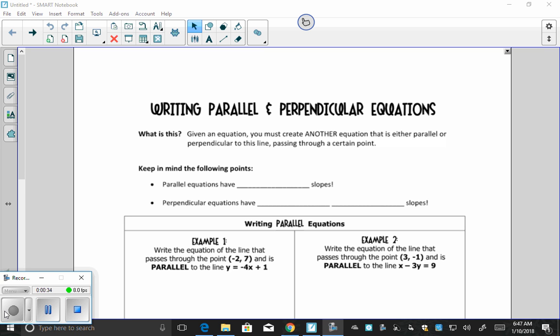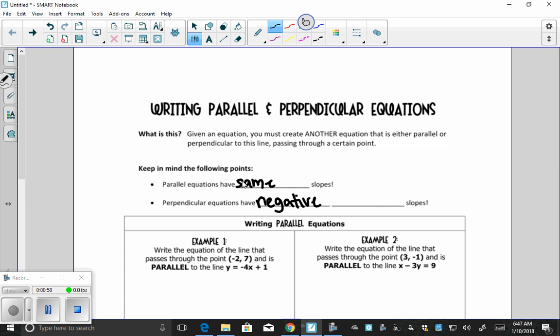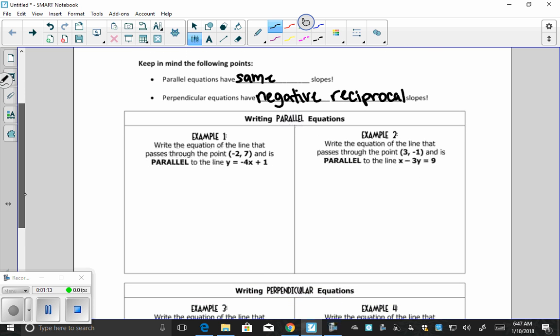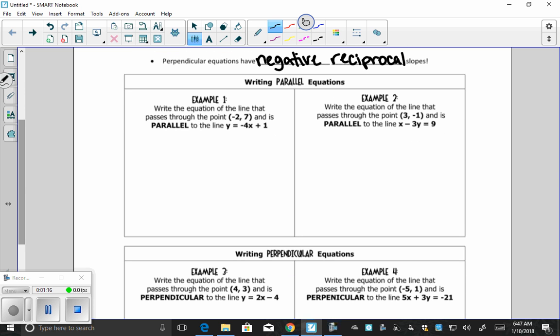So when we're creating these lines, keep in mind the following. Parallel equations have to have the same slope. Perpendicular equations have to have negative reciprocals. So parallel has to have the same slope. Perpendicular has to have negative reciprocals. So let's look at a couple of examples.